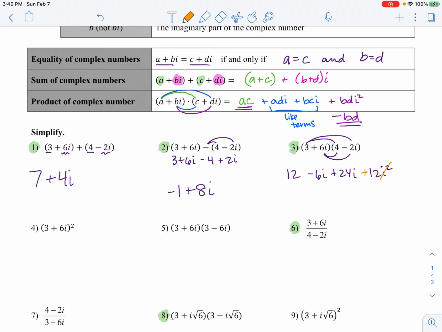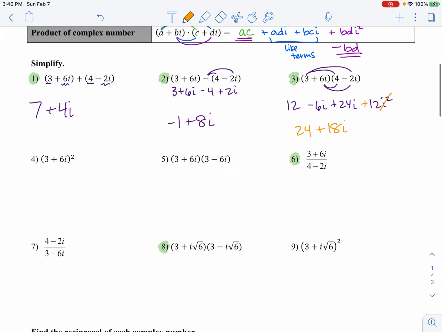That i squared is really -1, which is going to make my minus a plus. And now I'll go through and do everything else. I like this rather than just following a general rule up there, because we have all sorts of positives and negatives, and I don't want to make a general rule that it's always minus or something like that. All right, I have 12 and 12. That's going to give me 24. I have minus 6i and plus 24i, so that's going to give me my plus 18i in the middle.